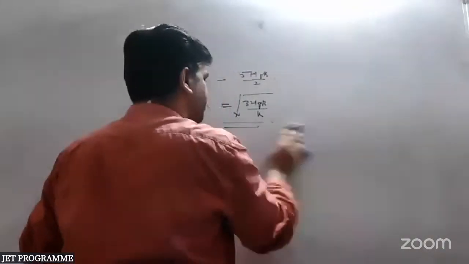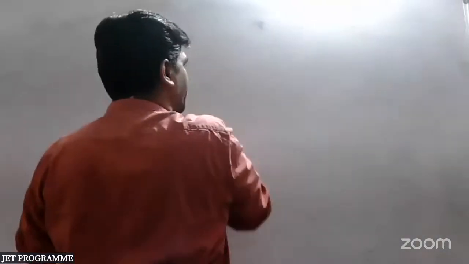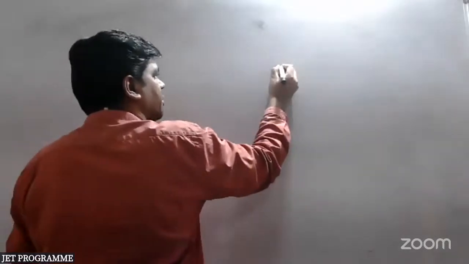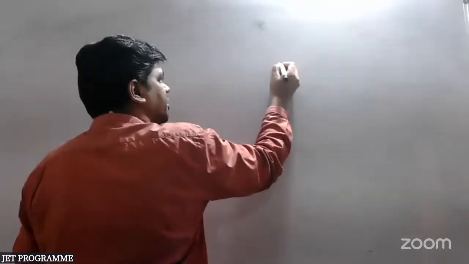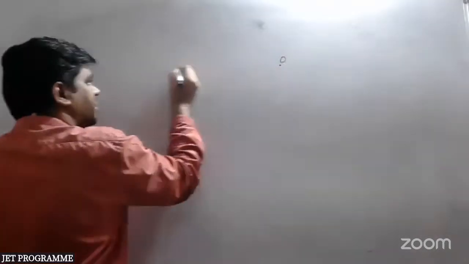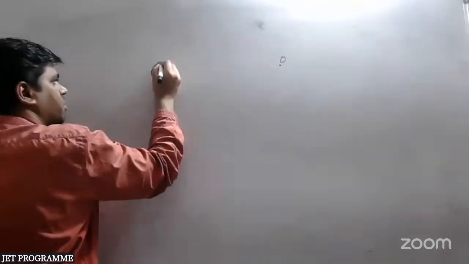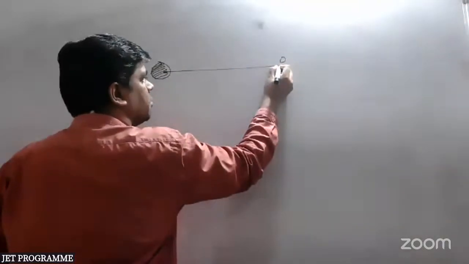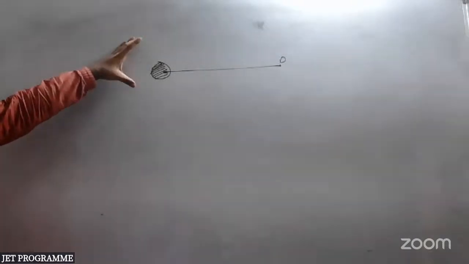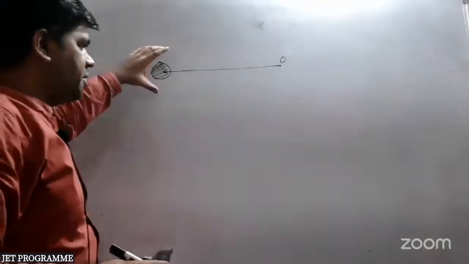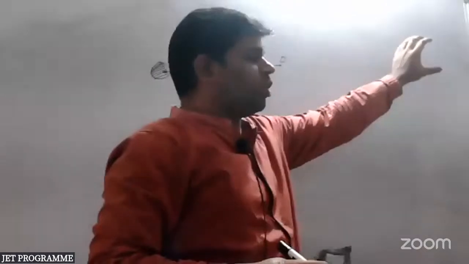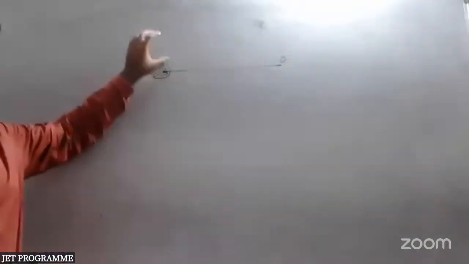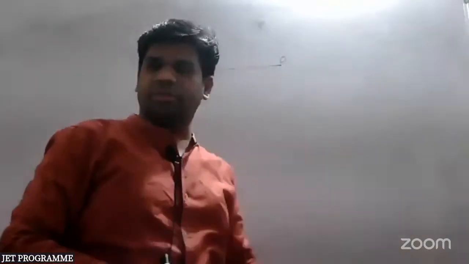I've got a pendulum. One end of the string is hinged here at point O. The other end has a bob, which is kept horizontal like this. Now, if I leave it from here, it goes like this, stops here, comes back, and oscillates like this, if at all there is no loss of energy.